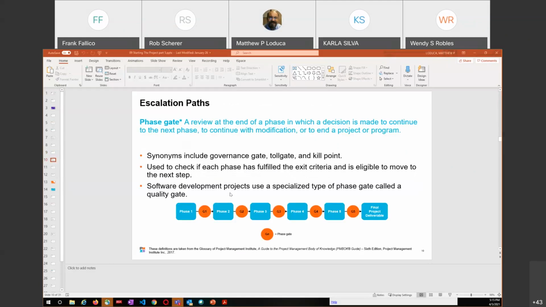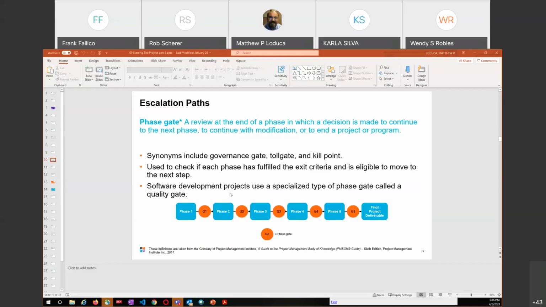Escalation paths. So we have the phase gate, a review at the end of the phase in which a decision is made to continue to the next phase, to continue with modifications, or to end a project or a program. It's really important to remember that, or to end a project or a program. We can kill this thing at any one of these decision points. Again, synonyms include a governance gate, a toll gate, a kill point. These may be important to remember, the governance gate and the kill point and the toll gate for these decision gates.